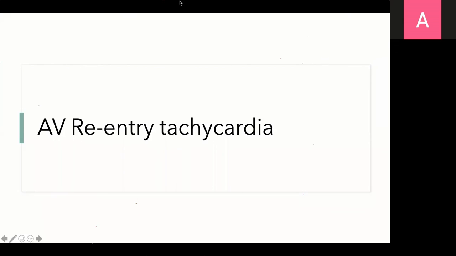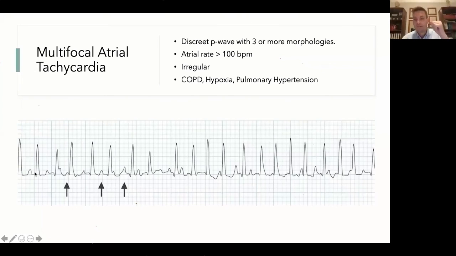Okay. I'm sorry, could I ask one thing? Is the multifocal atrial tachycardia related to this? Angelo. Who am I talking to? Angelo, how are you, mate? Good, tell me. Nice, thanks. Anyway, I'm asking, is this multifocal atrial tachycardia related in some way to lung disease?